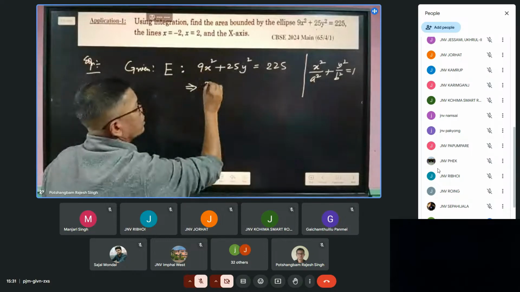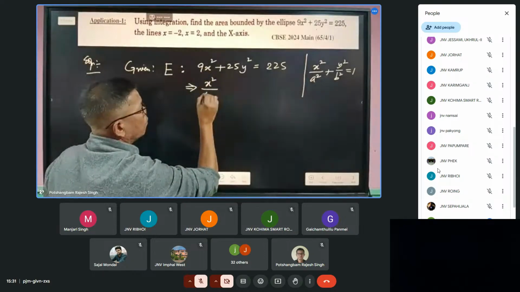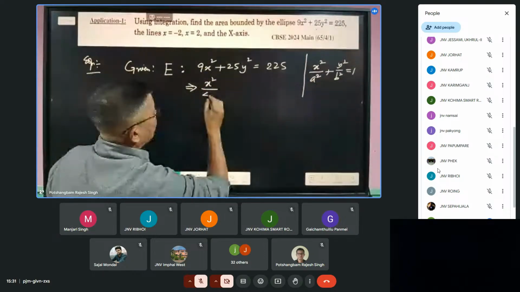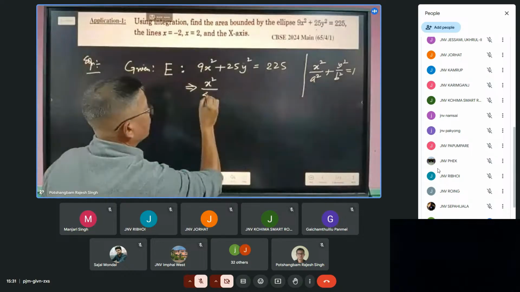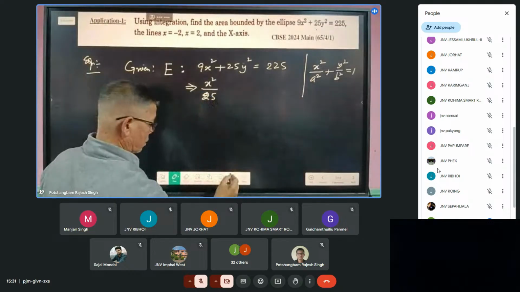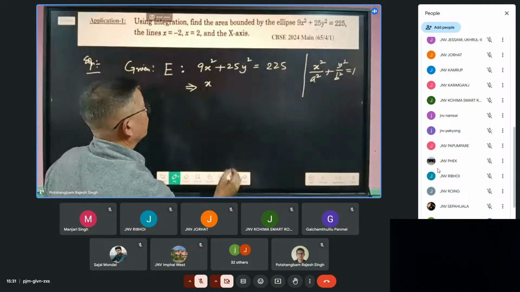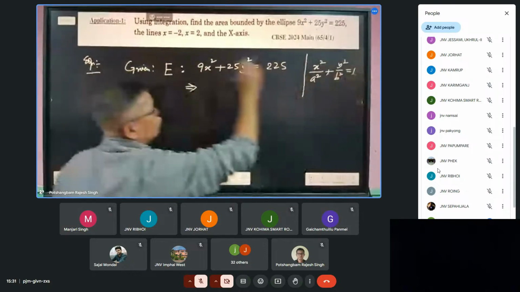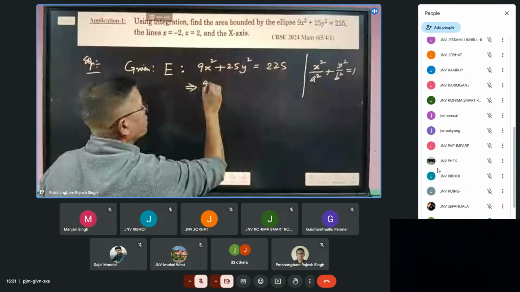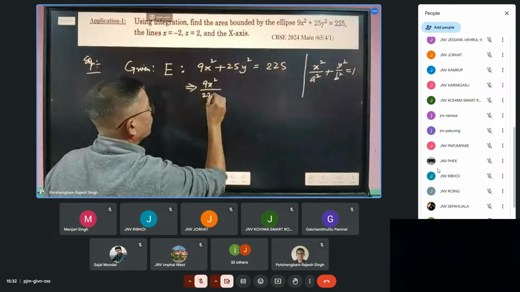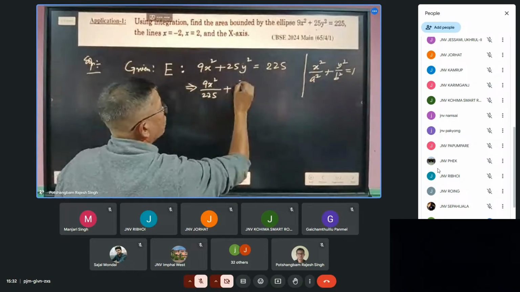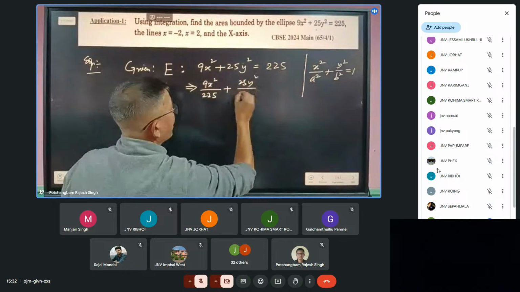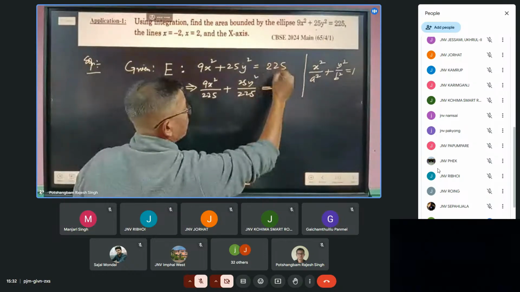So here x squared divided by what will come here? Is it 225? Right, so divide by that. Dividing all the terms by 225 so as to make the right hand side 1, to become the standard form: 9x squared divided by 225 plus 25y squared divided by 225, equal to 225 divided by 225.